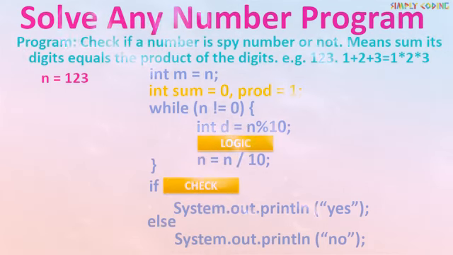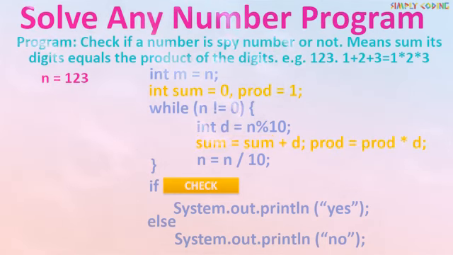Note that whenever we have to find a product like in factorial etc., we initialize to 1 because if you initialize to 0, then on multiplication with 0, the whole result will become 0. Now in logic, we have to calculate the sum of digits. So we will just write sum is equal to sum plus digit and product is equal to product multiplied by digit. How does this work?